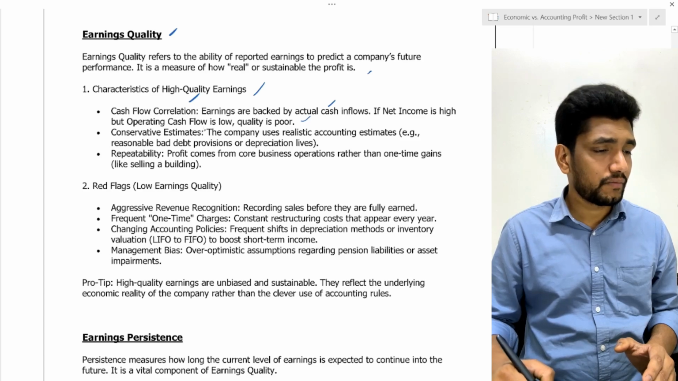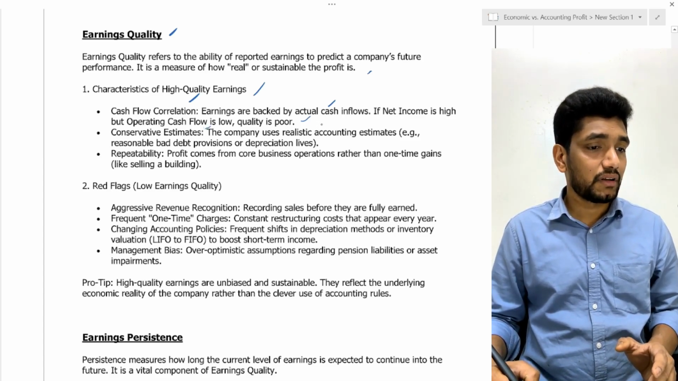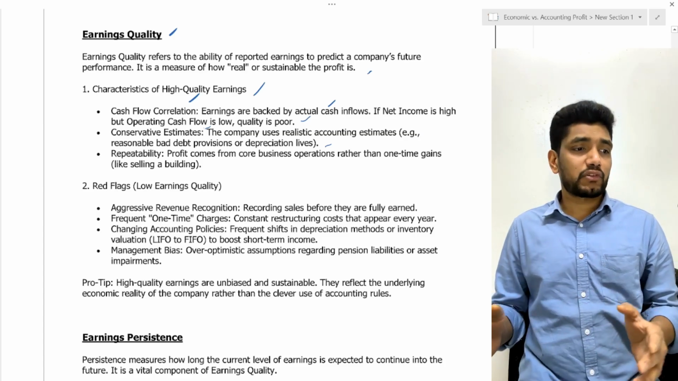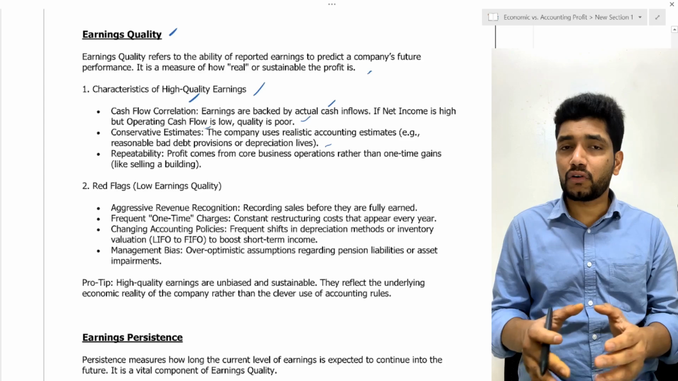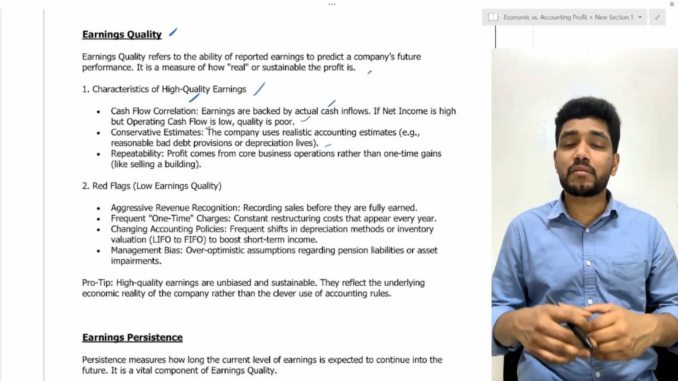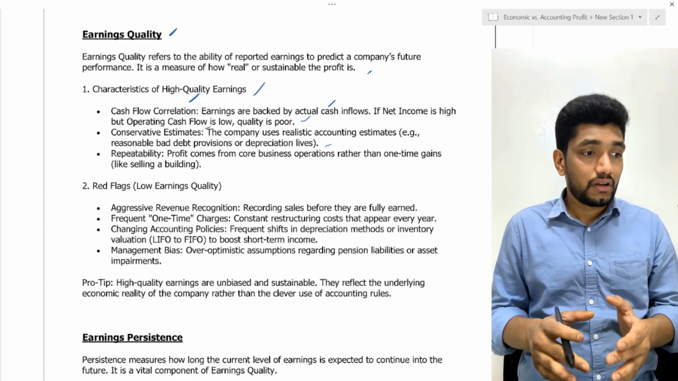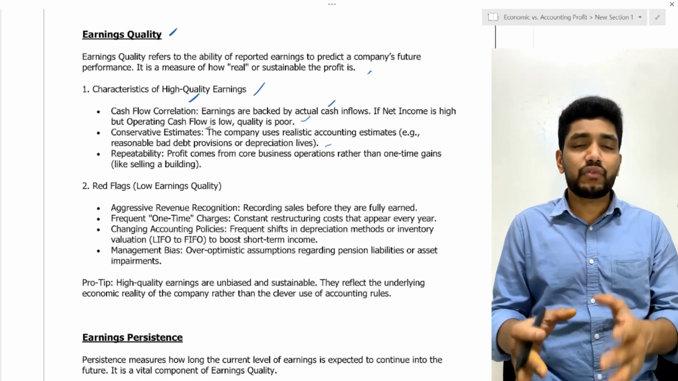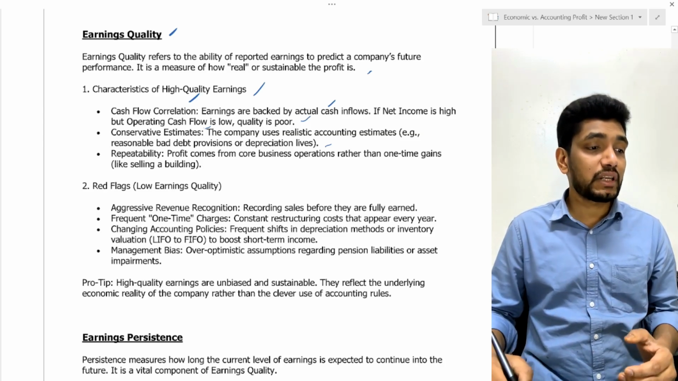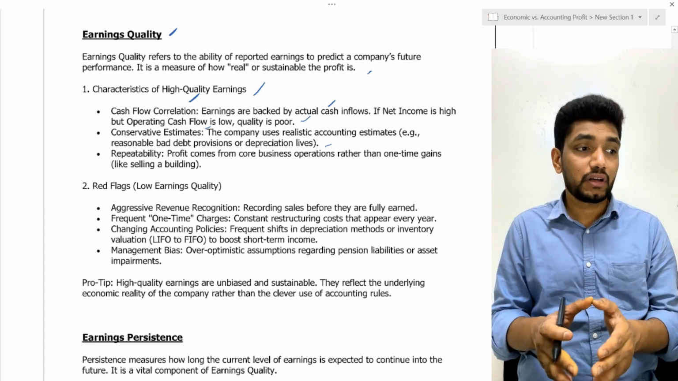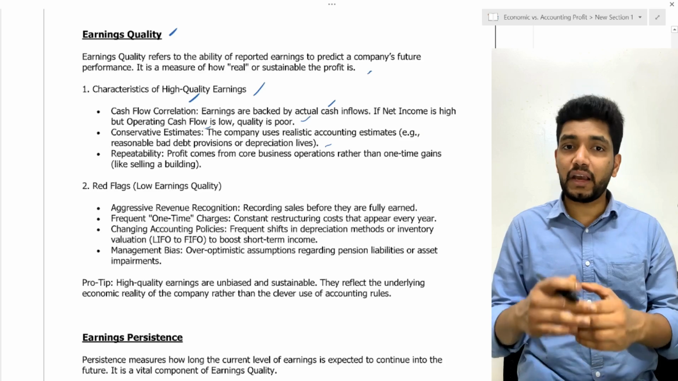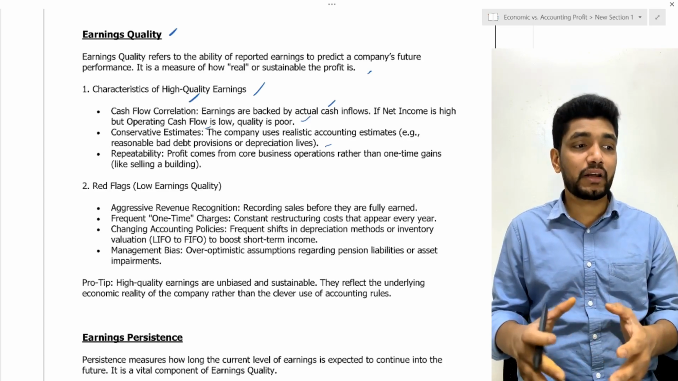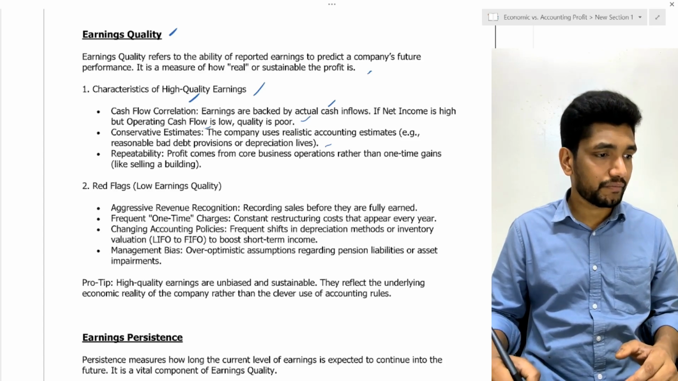Then the conservative estimate. A company uses realistic accounting estimates, for example, a reasonable bad debt provision and depreciation. A company can take two approaches, a conservative approach or another approach, to estimate the bad debt provisions and depreciation. All these are estimates decided by the company's management. If the company is estimating on a conservative basis, that can be a characteristic of high earning quality. Again, if this company is making earnings or net profit, that is the symbol or a characteristic of high quality earning.